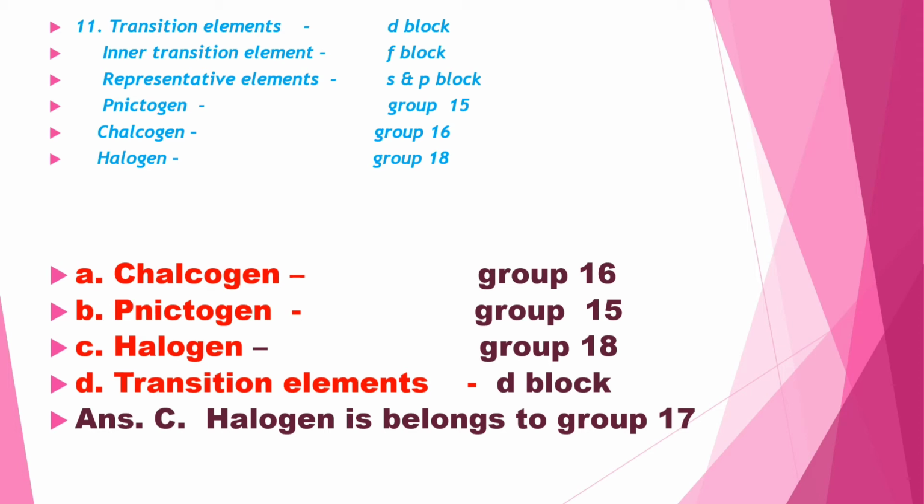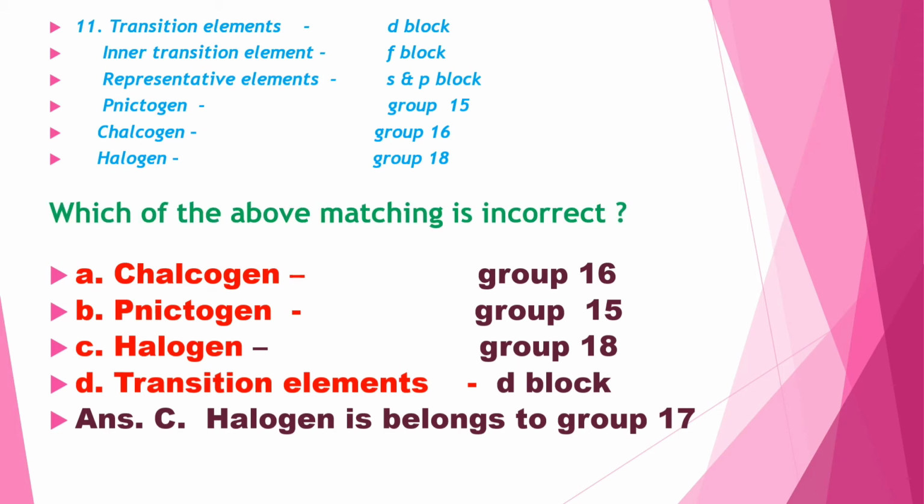Here: transition elements, d block elements; inner transition elements, f block; representative elements, s and p block; pnictogen, group 15; chalcogen, group 16; halogen, group 18. The question is: which of the above matching is incorrect?